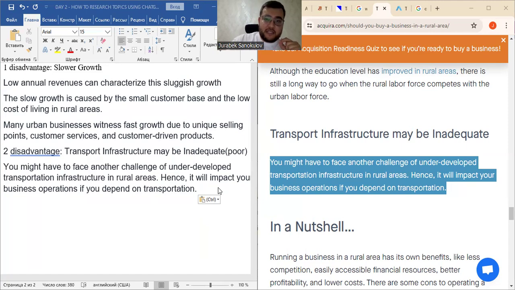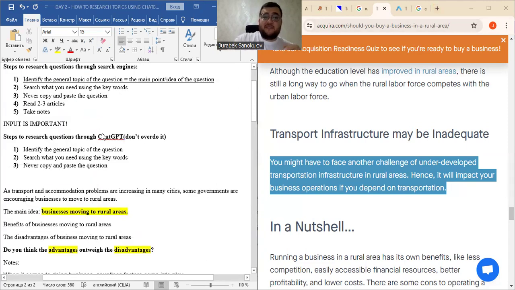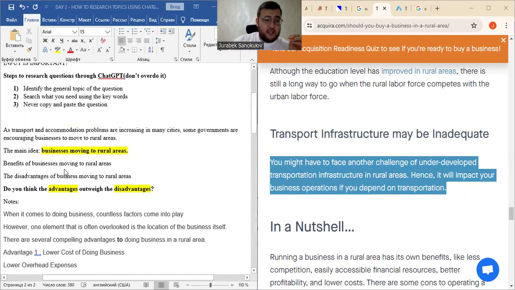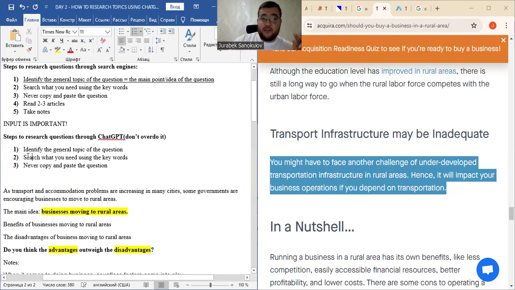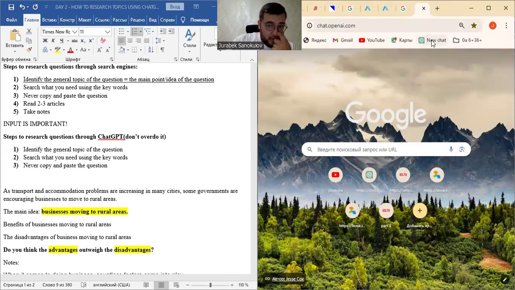Now let me explain how to use ChatGPT. Basically, ChatGPT is the faster version of this, right? So instead of just reading articles one by one, instead of finding the appropriate suitable articles, you're just going to search the keywords again, and you're going to take notes again. So now let me open ChatGPT, a new chat on ChatGPT.